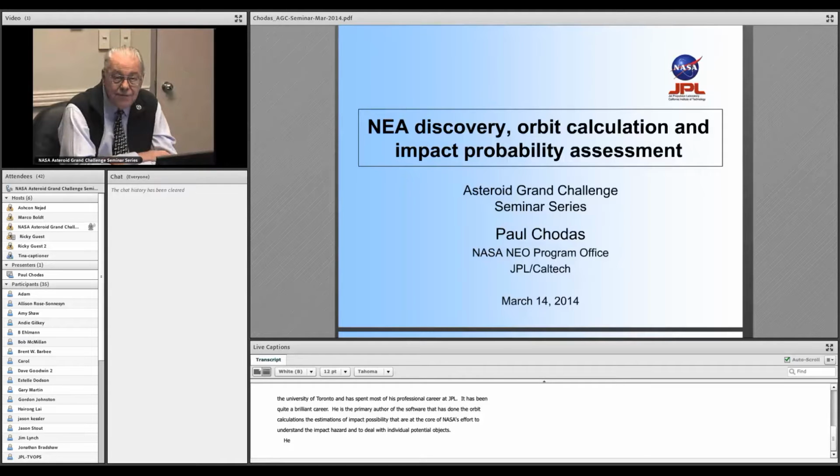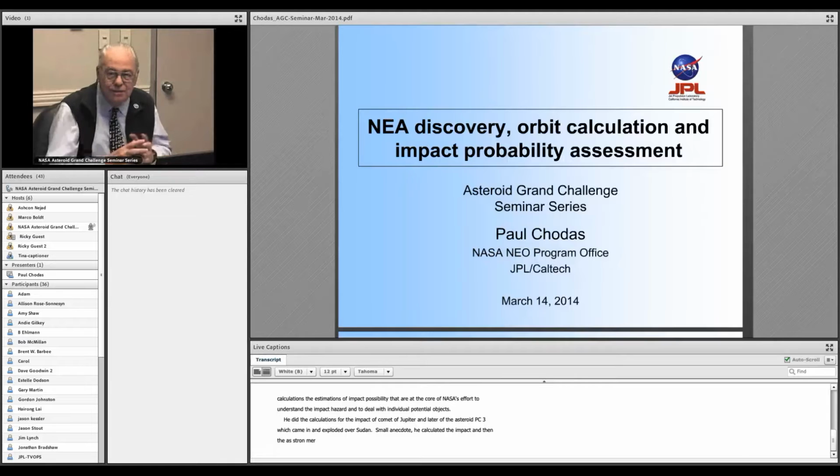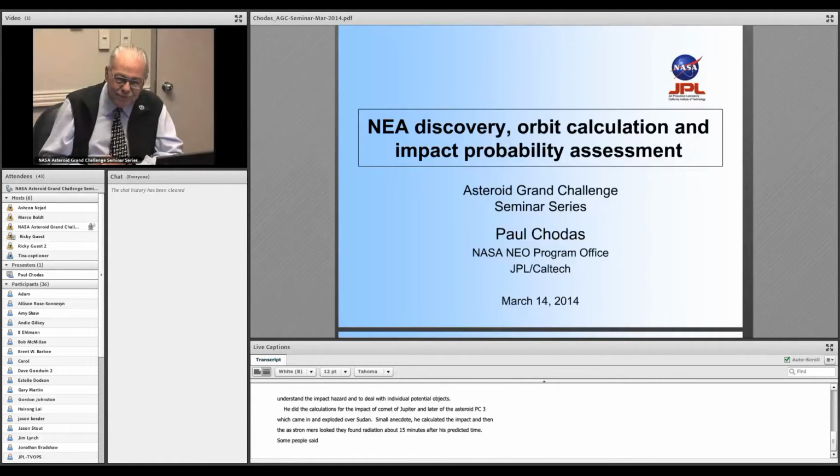He did the calculations for the impact of Comet Shoemaker-Levy 9 with Jupiter, and later of the asteroid TC3, which came in and exploded over Sudan, exactly where he said it would. A small anecdote on the Shoemaker-Levy 9, he calculated the impact time apparently very precisely, and then when the astronomers looked, they found a brilliant flash of infrared radiation about 15 minutes after his predicted time. And so some people said he was wrong, they should have known better. What the astronomers were seeing was the bright fallback of material from the impacts into Jupiter.